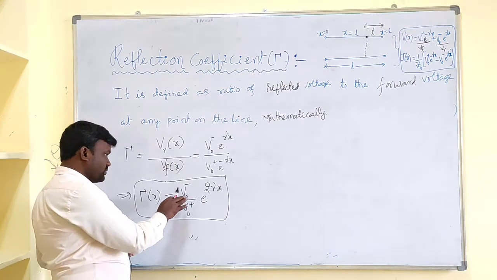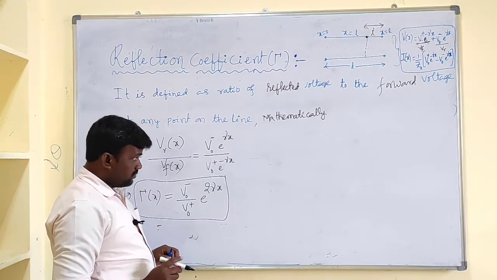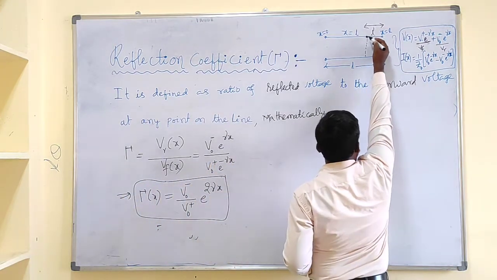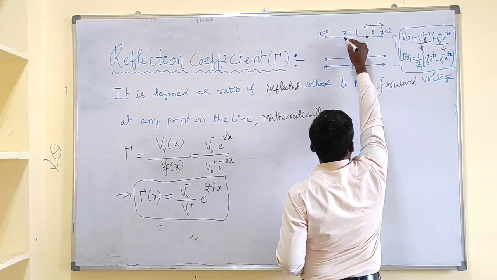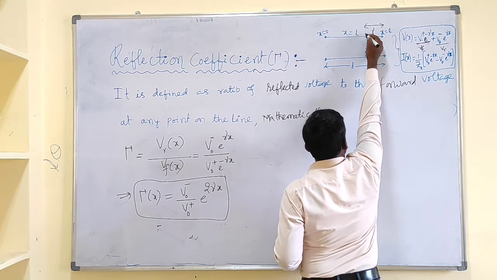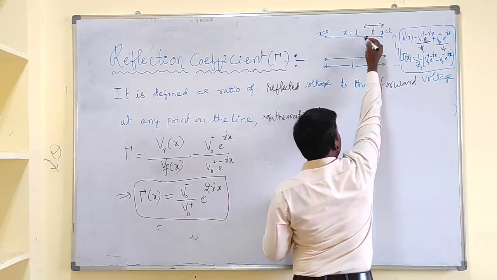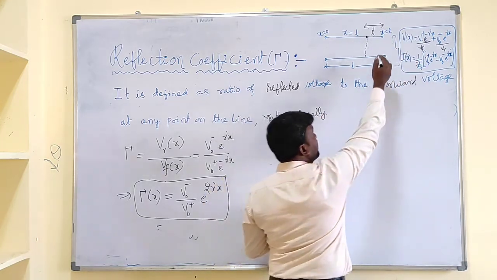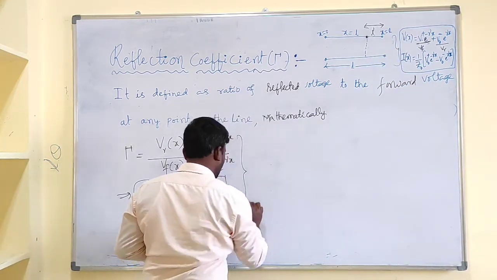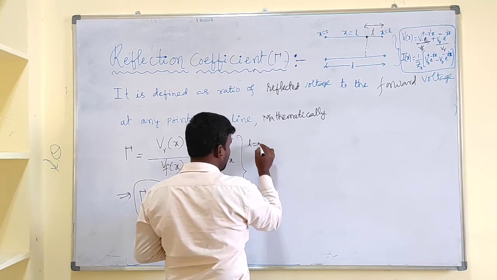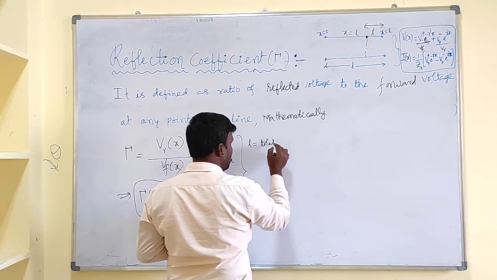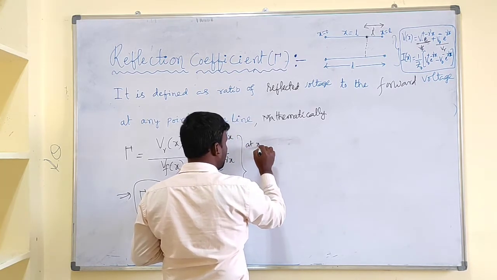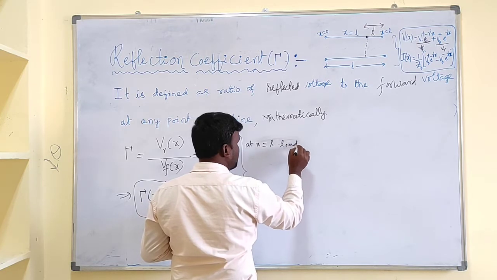What is the reflection coefficient at any point on the line? Let us take x. If you want to determine the reflection coefficient at this location, that is x, what about this distance? Total distance is L, and L dash is the distance from the load end. L is the total length of the line.